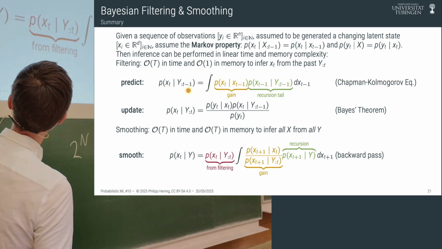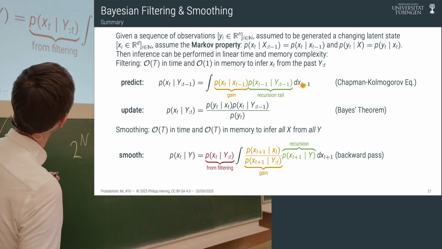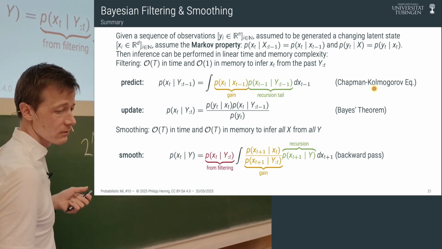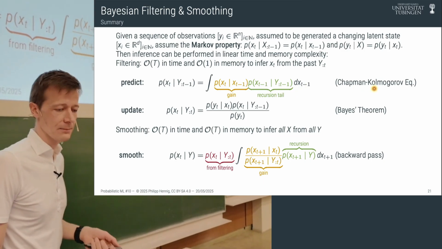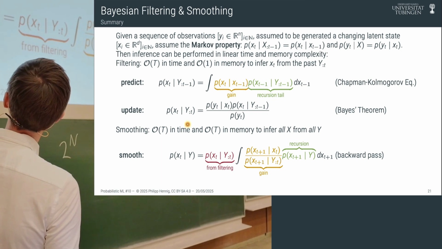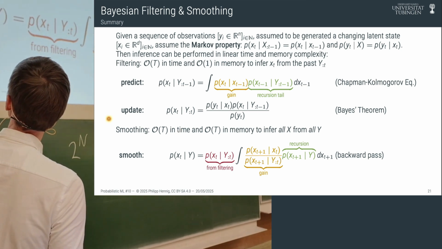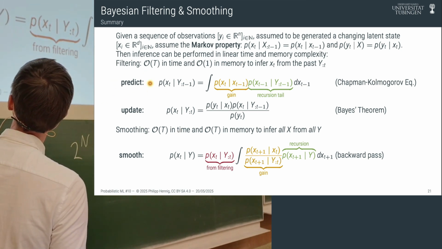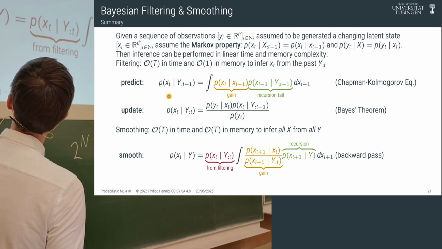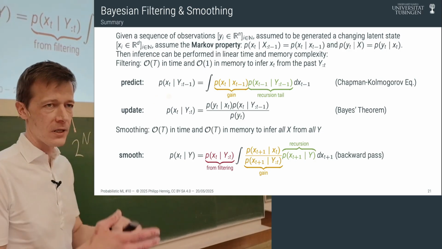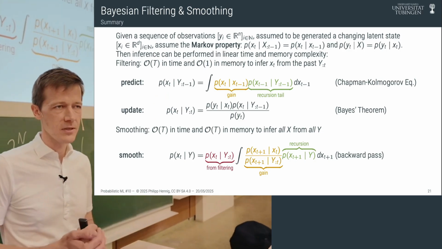A predict step, that is a recursive type object. This is called the Chapman-Kolmogorov equation, or the filtering step. And then an update step. Actually, this whole thing together is called filtering, these two steps, predict and update. Prediction correction sequences. The first one is this fancy equation. The other one is just Bayes' theorem.